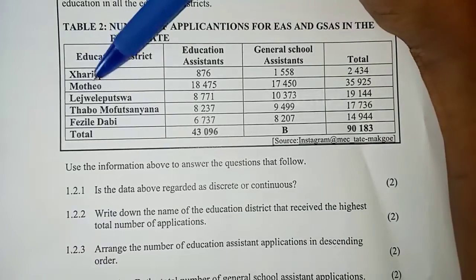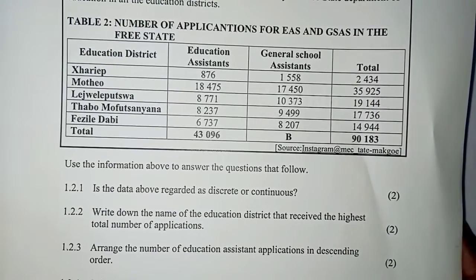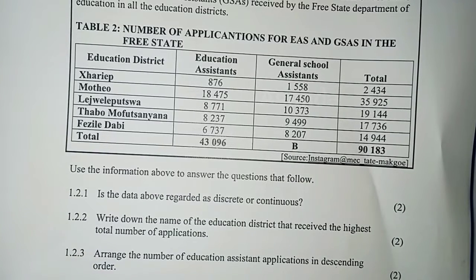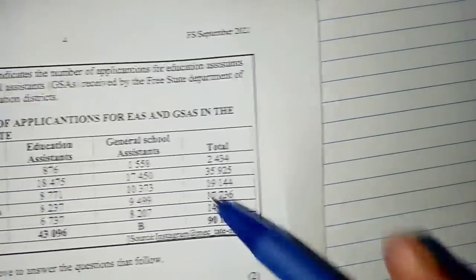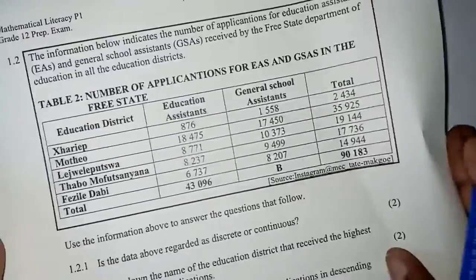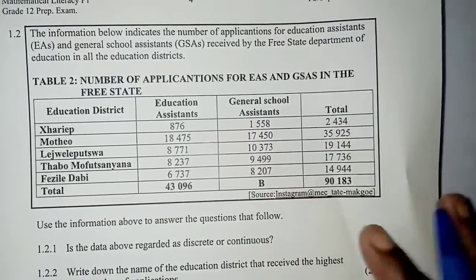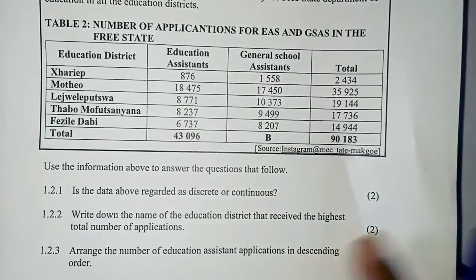This one. Arrange the number of education assistant applications in descending order. D means decrease and ascending means increase. So decrease is starting from the highest to the lowest. So we are arranging the number of applicants. Let's just look at them there for EAs. So they said descending from highest to smallest.